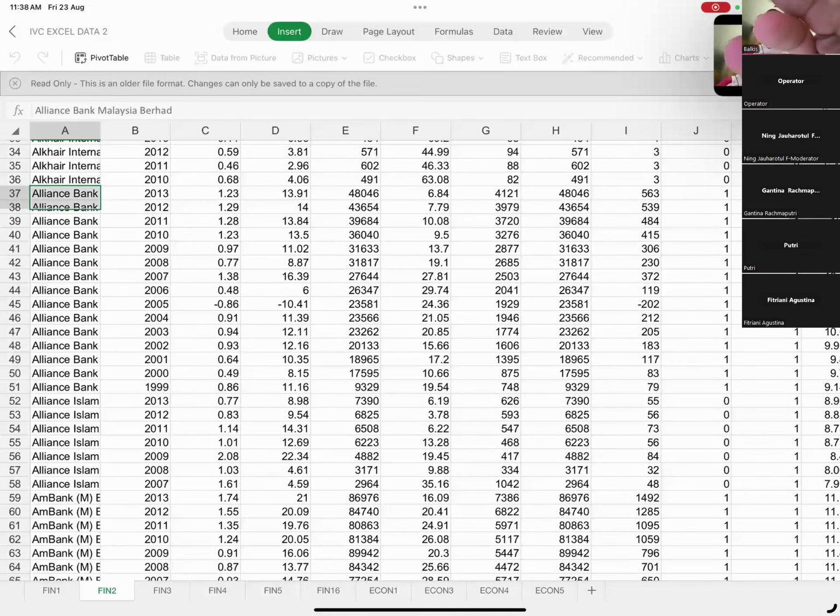Allianz Bank from year 1999 up to year 2013, but Allianz Islamic Bank from year 2007 until year 2013. So the availability of the data, when we collect data, depends on the availability of the data. And in this case, because the years of establishment of the banks are not the same, this panel data is called unbalanced panel data.